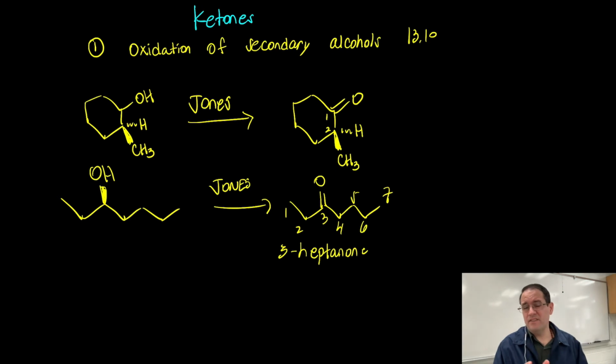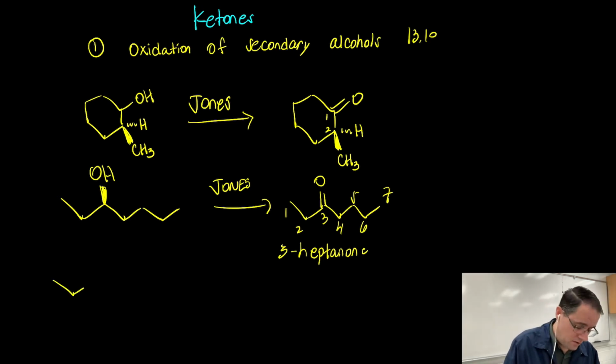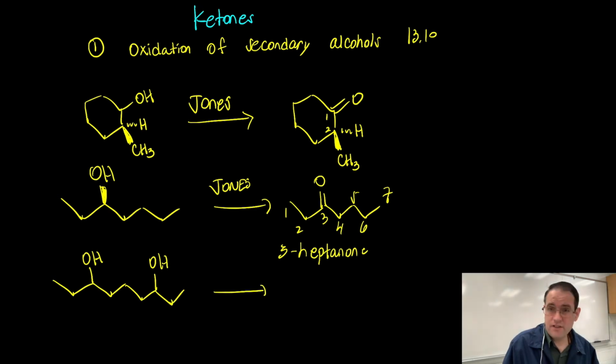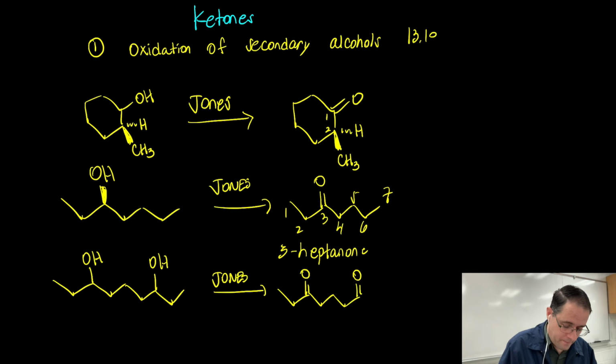Okay, so it doesn't matter if it's cyclic or acyclic. You could even have 2 alcohols in there. Let's do one of those. Okay, so if I treat this with Jones, I'll make a dione, okay, or a diketone. Of course, it's in excess for this reaction to occur.